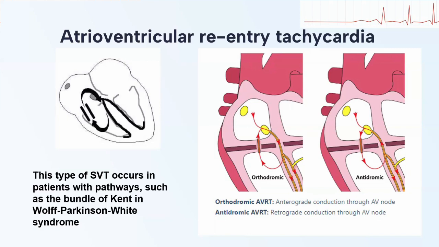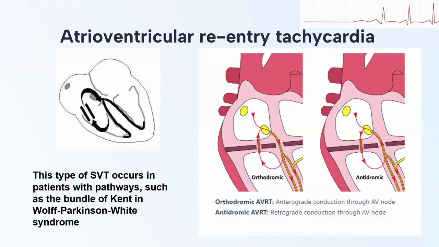So what's important with knowing which one's orthodromic and antidromic? The way you pick it up is that this one would give you a narrow complex and this one will give you a wide complex. With your narrow complex, you can use things like adenosine, AV nodal blocking drugs, to control that arrhythmia. But in this case here, you don't want to do that.